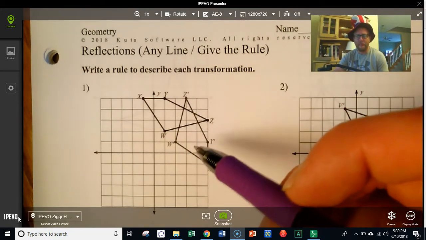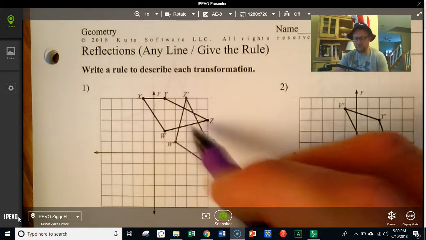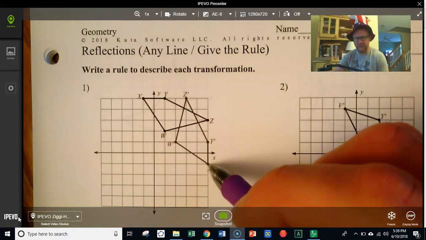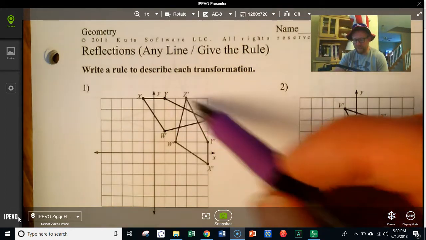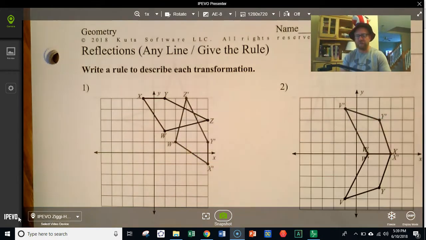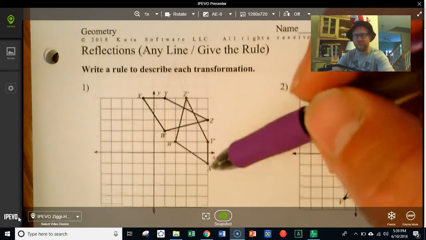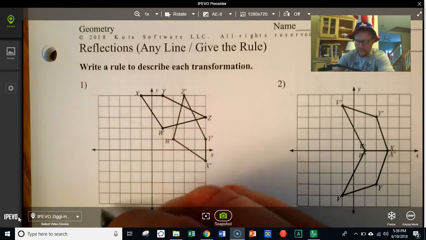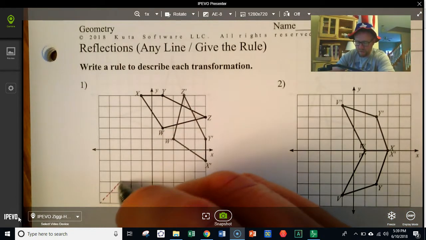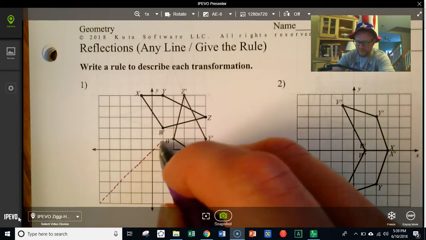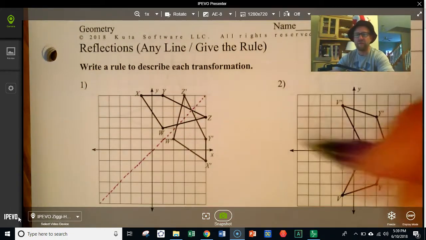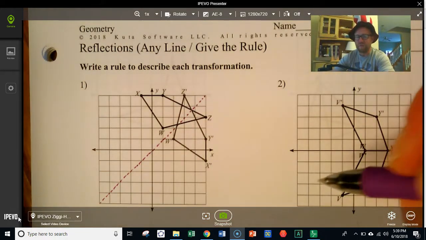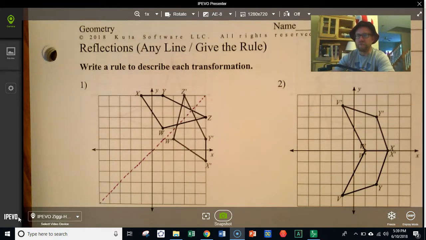Okay, when I look at this one here, I see it looks like x to x prime, w to w prime, z to z prime. It looks like everything was flipped, kind of reflected along this diagonal line that runs through here. And we only have so many options. Right, this clearly isn't a perfectly vertical flip, a perfectly horizontal flip, or reflection.